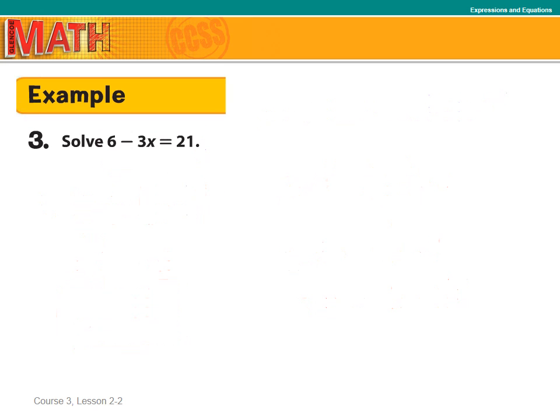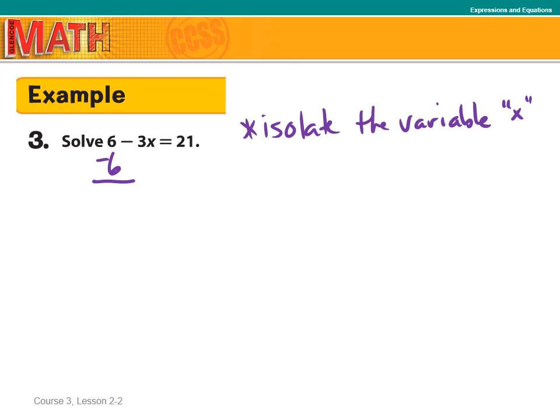Very important to check. Example 3, solve 6 minus 3x equals 21. Once again, isolating the variable. In this case, my variable is x. First, I need to get rid of everything around it. So I see this 6, and it's a positive 6. Now, ignore for now this part here. We're going to ignore that minus. That goes with the negative. That's a minus 3x. I'm just looking at the 6. The 6 is positive. So I'm doing the opposite, which is negative.